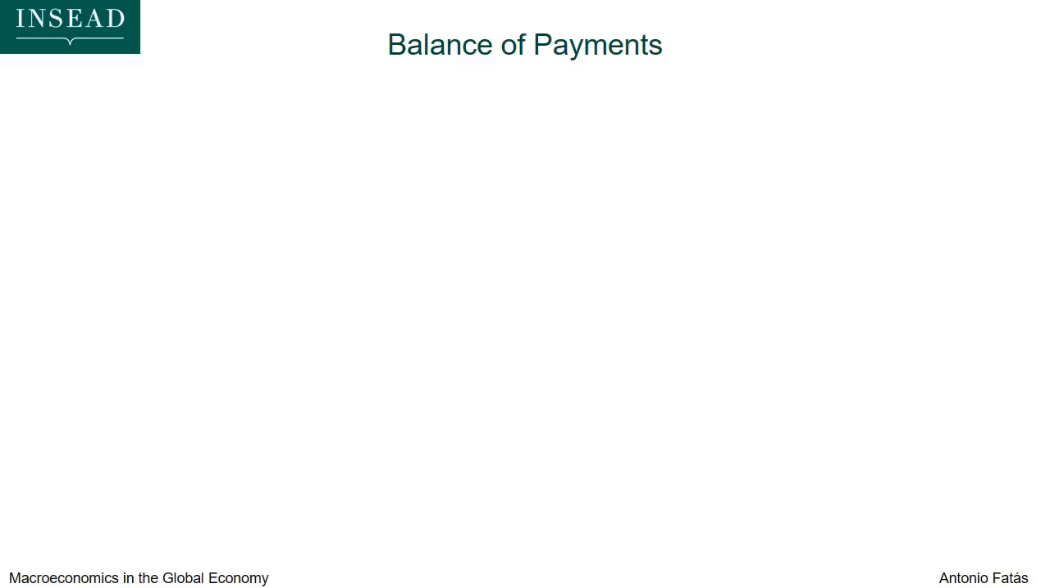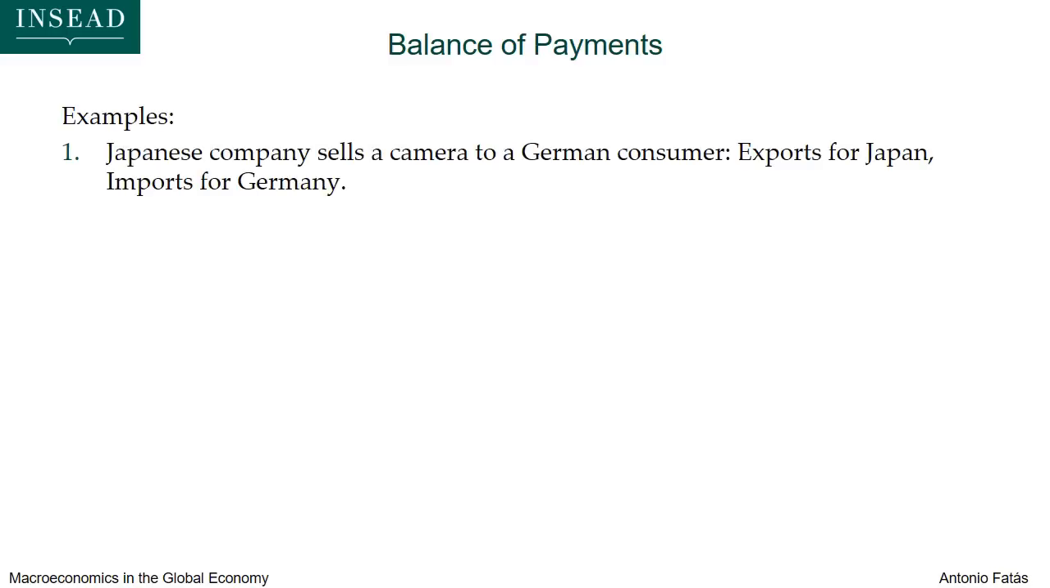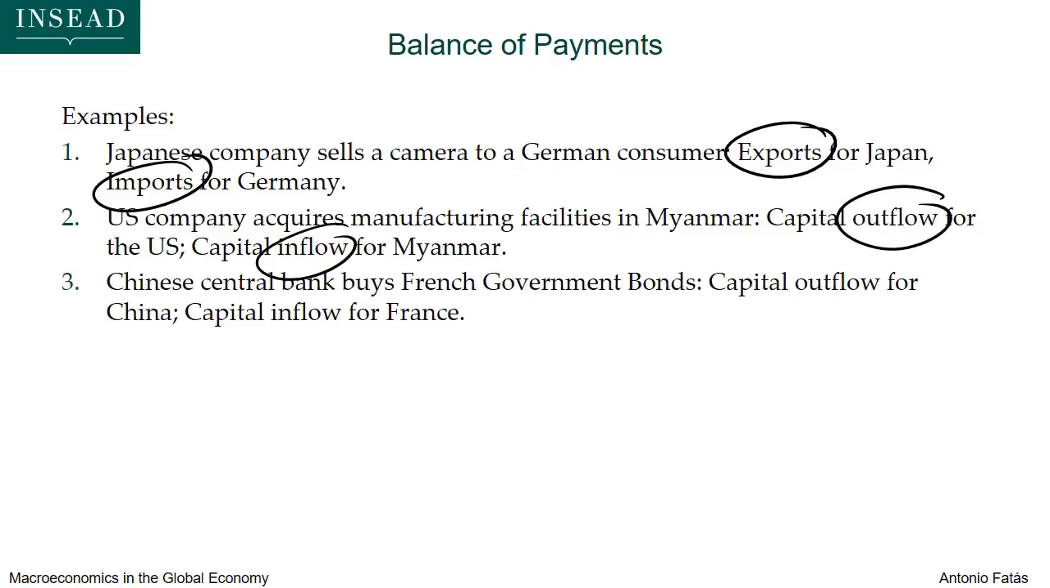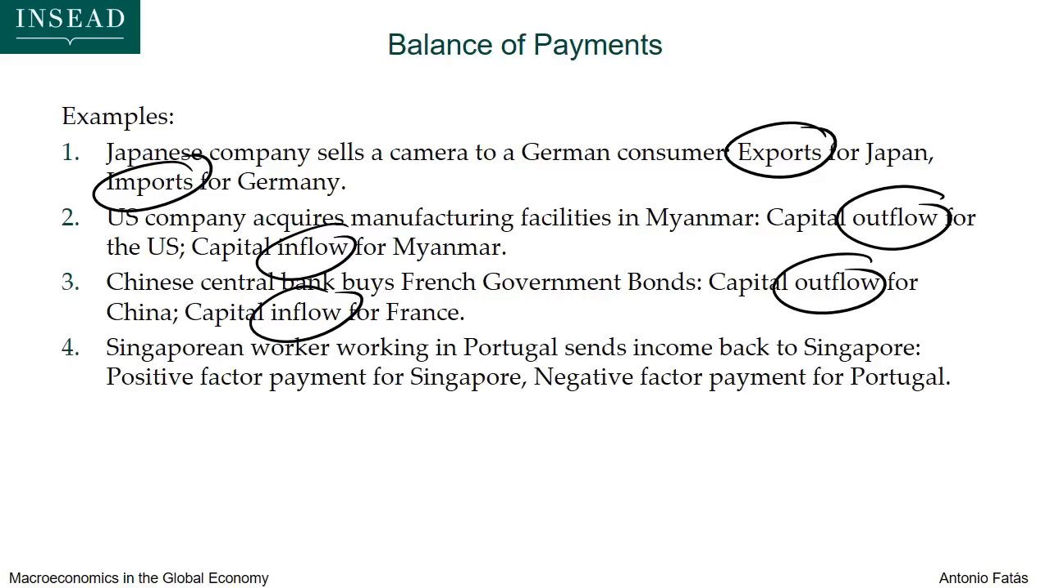Now, here are a few examples of trade, capital, or income flows and how they get recorded in the balance of payments. For example, a Japanese company sells a camera to a German consumer. We call that exports for Japan, imports for Germany. A US company acquires a manufacturing facility in Myanmar. We call that a capital outflow for the US, a capital inflow for Myanmar. The Chinese central bank buys French government bonds. That's a capital outflow for China, a capital inflow for France.